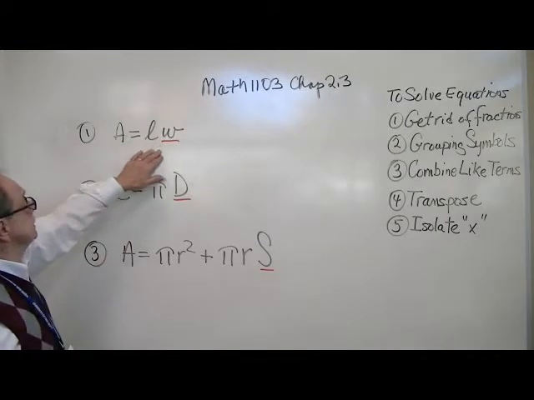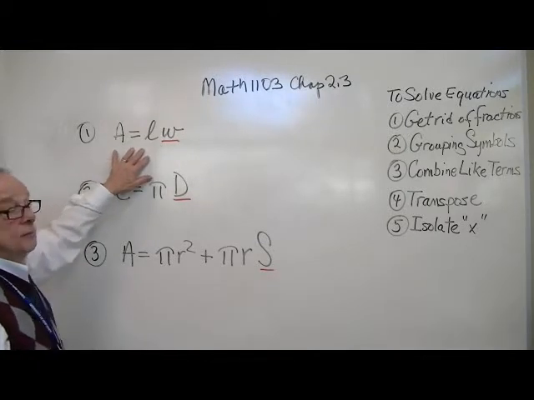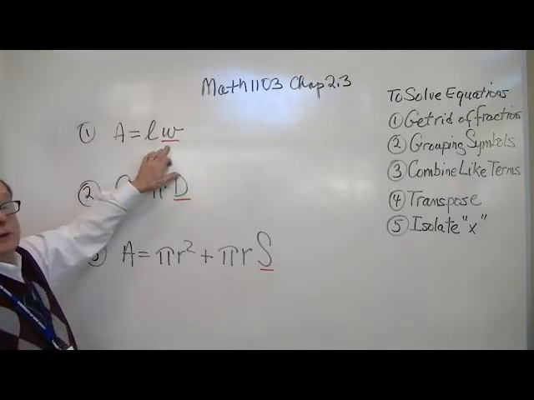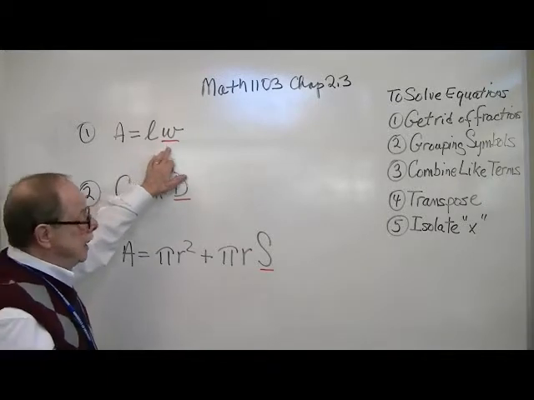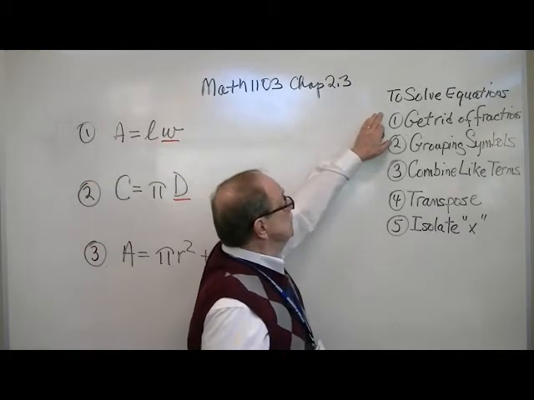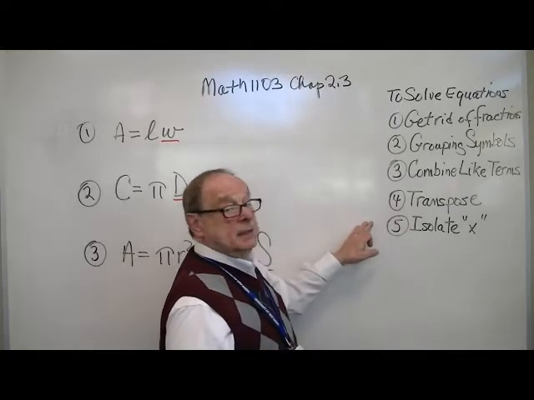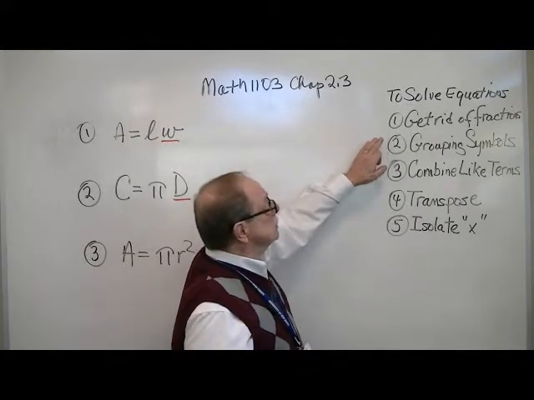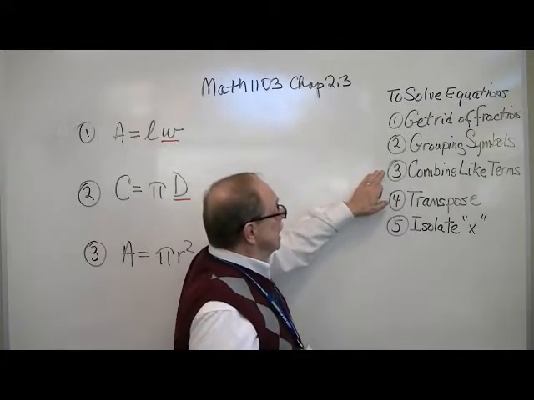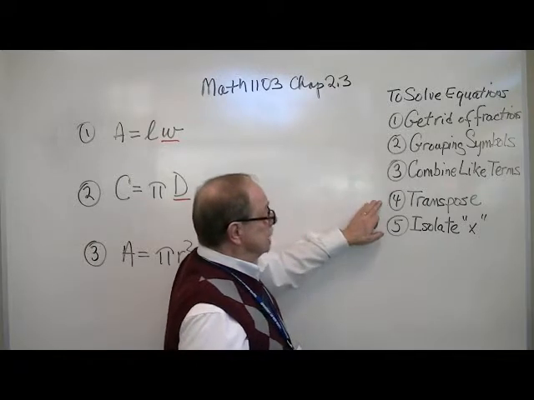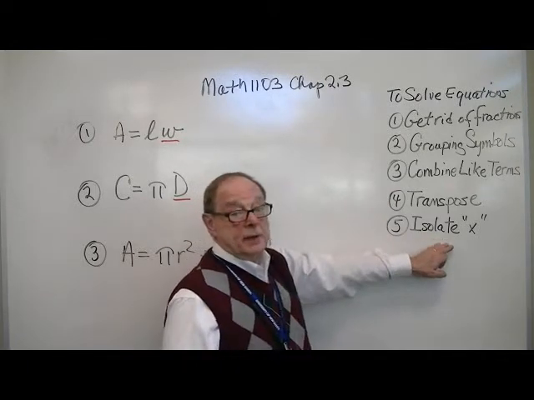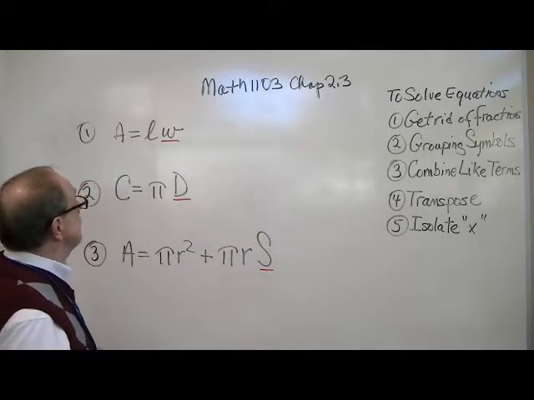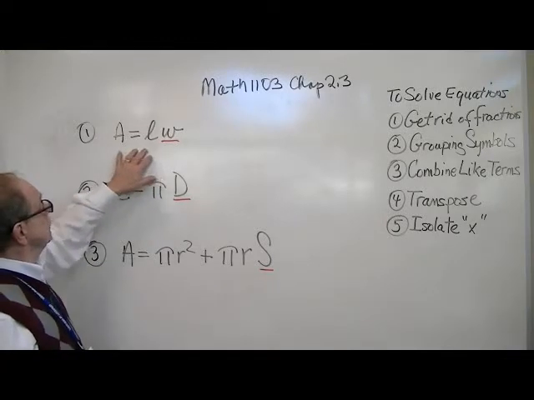As we see in this first exercise, we have a formula, and what they want us to do is to solve for the letter W. In the previous video, I did go over the steps for solving an equation: get rid of fractions, grouping symbols, combine like terms, transpose, and isolate the variable. So basically, this is what we're going to do here. Let's look at Formula 1 then.